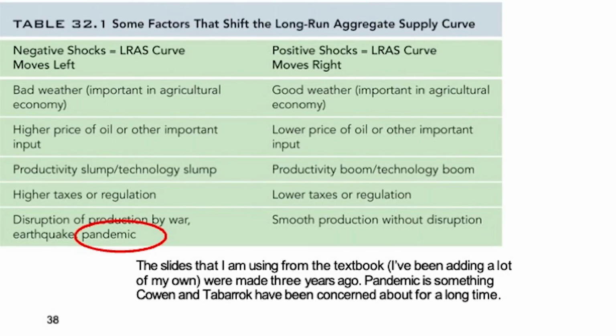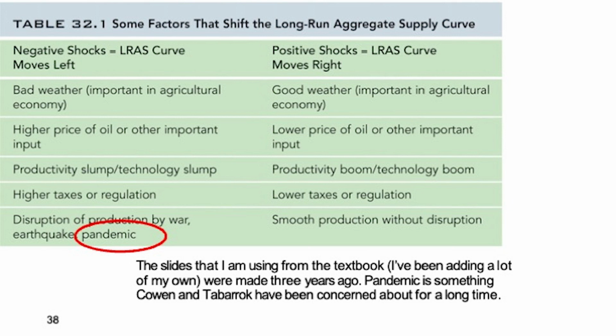So wrapping up on the long-run aggregate supply curve, and we'll stop here for today. There are these factors that can shift the long-run aggregate supply curve. There are negative shocks and there are positive shocks. The negative shocks move things left, the positive things move things right. There's bad weather or good weather. There's a higher price of oil, that's bad. Lower price of oil is good.